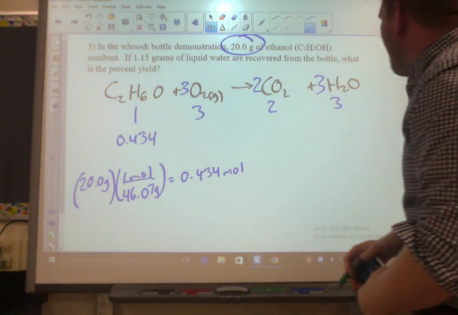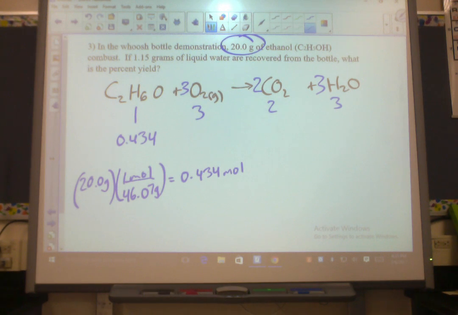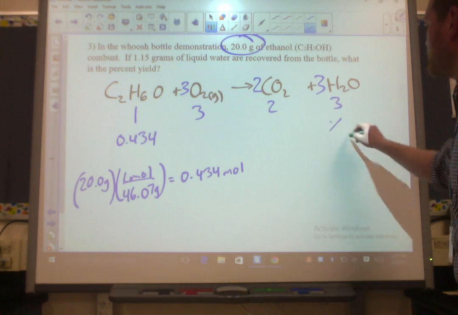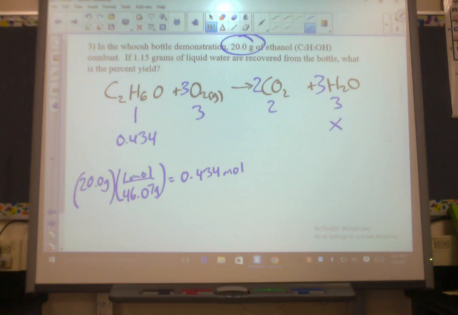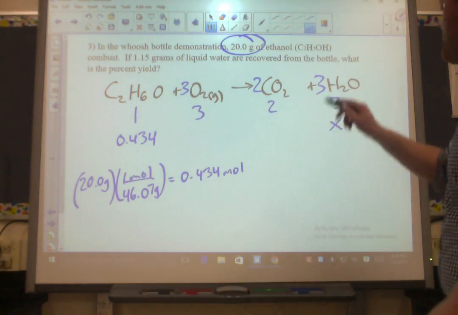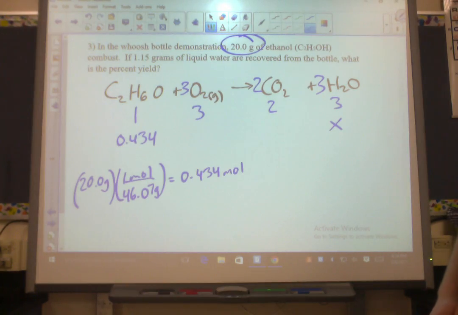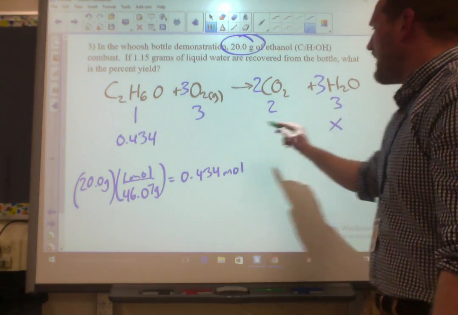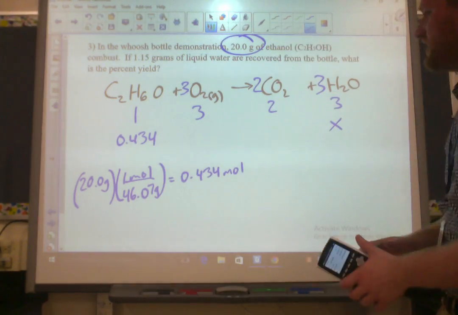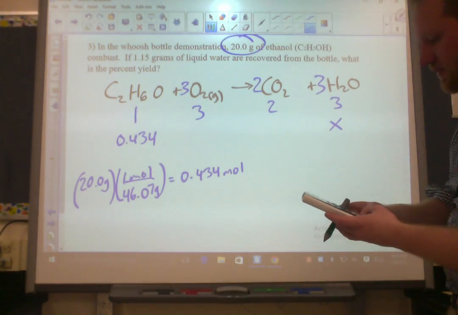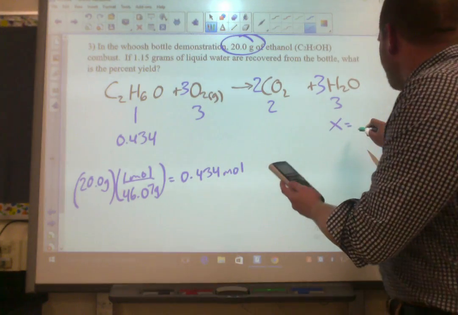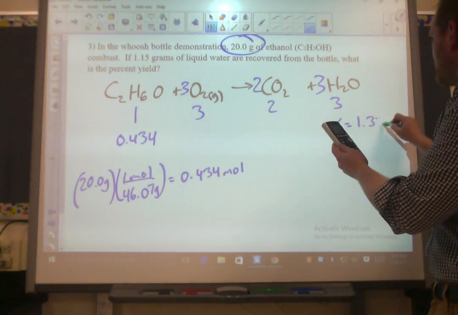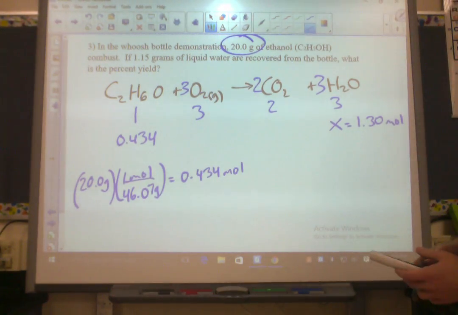0.434. All right, we're looking to figure out how much water I should have gotten. So here's my X. And I hope by this point you can kind of see where I'm going with this. I see a 1 to 3 mole ratio. So instead of cross-multiplying and wasting time, I'm just going to say, if it's a 1 to 3 ratio, I'm just going to triple this number, and that would give me X. So this times 3 gives me 1.30 moles. That's how many moles of water I should get.